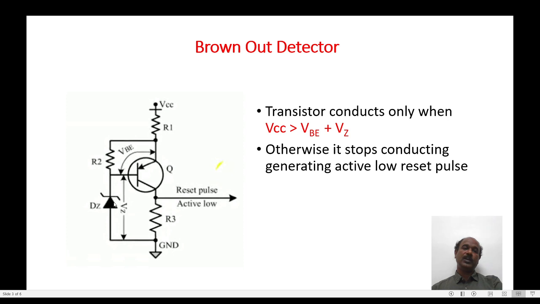Now we have to choose the value of this Vz such that if the VCC becomes less than the minimum threshold voltage, a reset signal is generated by the BOD circuit. Depending upon the value of this Vz, this Zener rating, it is decided when this reset signal will be generated.